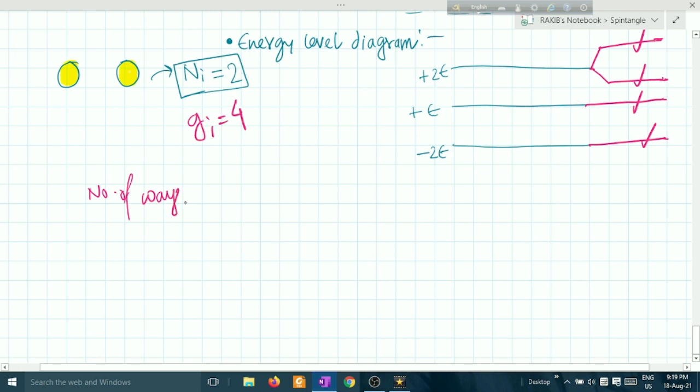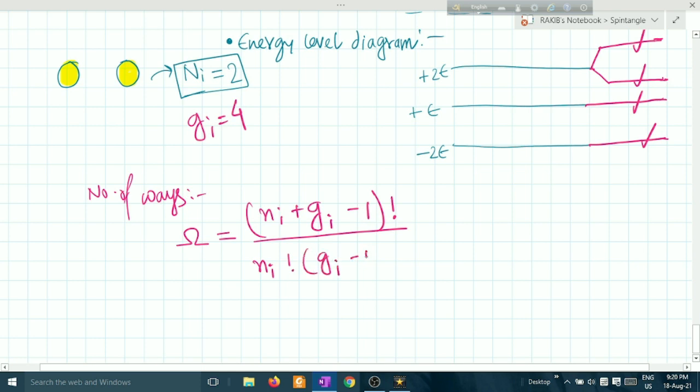Number of ways in this case will be omega equals to (ni plus gi minus 1) factorial upon ni factorial into (gi minus 1) factorial. Now plug this thing from the above mentioned data. Okay, this means what is our ni here? Ni is 2. I have written it capital. You can write this thing as small letters. Okay, this is our formula.